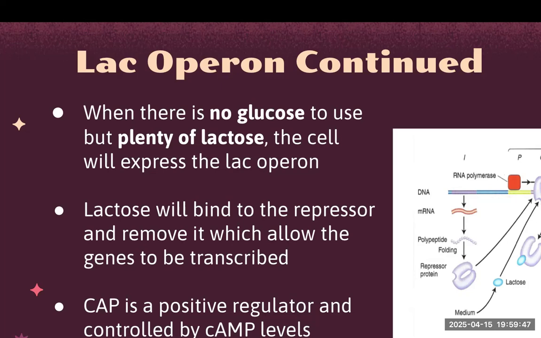There's a bunch of cAMP because we don't have much glucose, which means it's going to go and positively regulate, which means we're going to get more lactose and more of those enzymes that we want to digest because there's less glucose. Does that make sense?